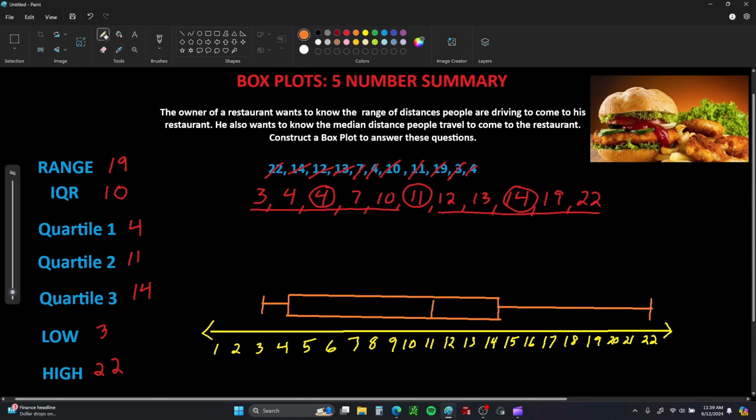Now we're able to answer range questions. So the range of distances people are willing to travel to his restaurant falls between 19 miles. And then the median distance, the middle distance is 11 miles.